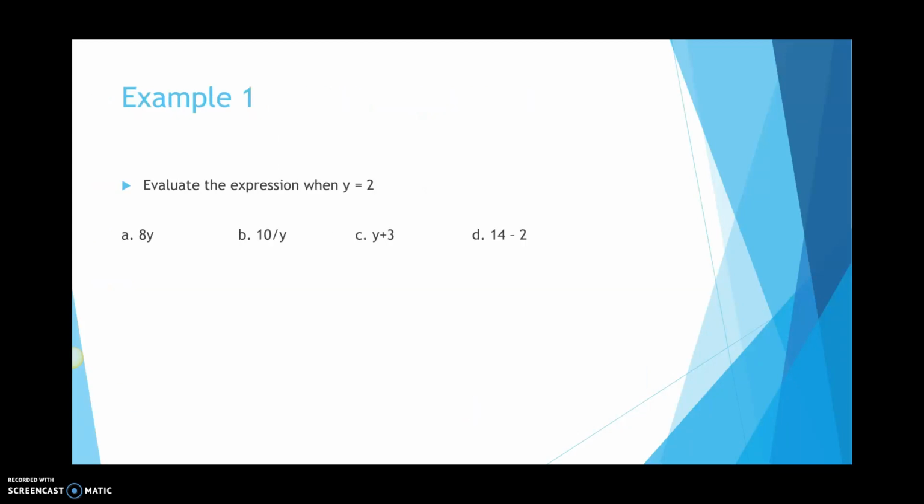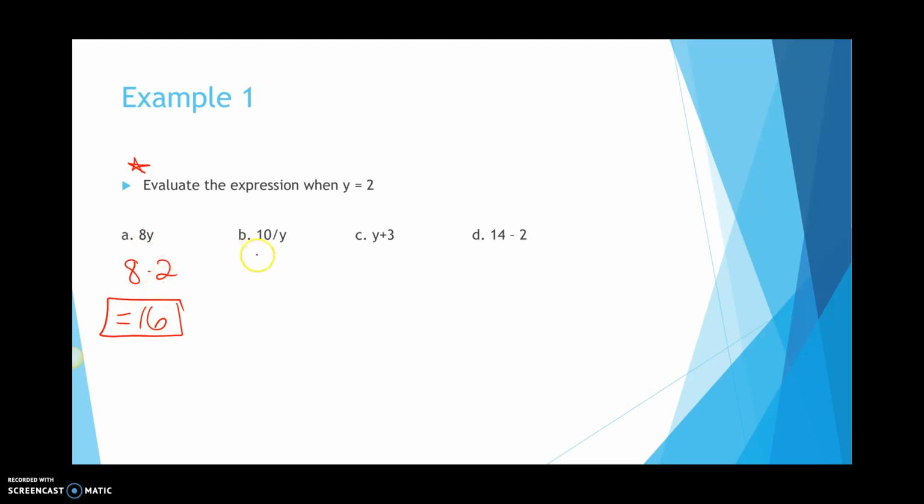So let's go ahead and look at our first example. Example number 1, here's the question that says evaluate the expression when y equals 2. So what we're doing is we're substituting 2 in for y. So for a, we have 8 times 2. That's going to give me 16. Circle my answer, so I should see that you wrote a down, 8y. Then I should see that you wrote down 8 times y, or 2, and then your answer 16.